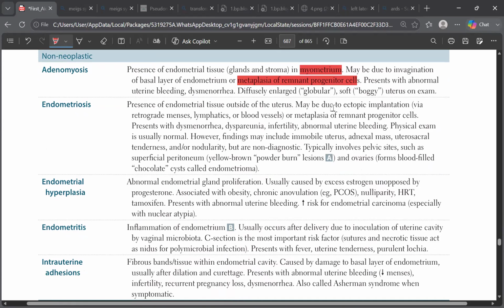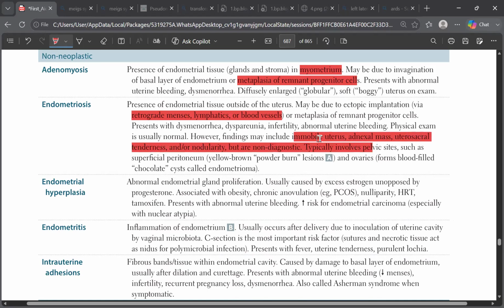And it may be due to ectopic implantation by retrograde menses, lymphatics, or blood vessels, or metaplasia of remnant progenitor cells. Same as adenomyosis, it presents with dysmenorrhea, dyspareunia, which is discomfort during sexual intercourse, infertility, abnormal uterine bleeding. Physical exam is usually normal. However, findings may include immobile uterus, adnexal mass, uterosacral tenderness, or nodularity, but are non-diagnostic. So the uterus does not move in endometriosis. There is adnexal mass, uterosacral tenderness or nodularity, and they are all non-diagnostic.